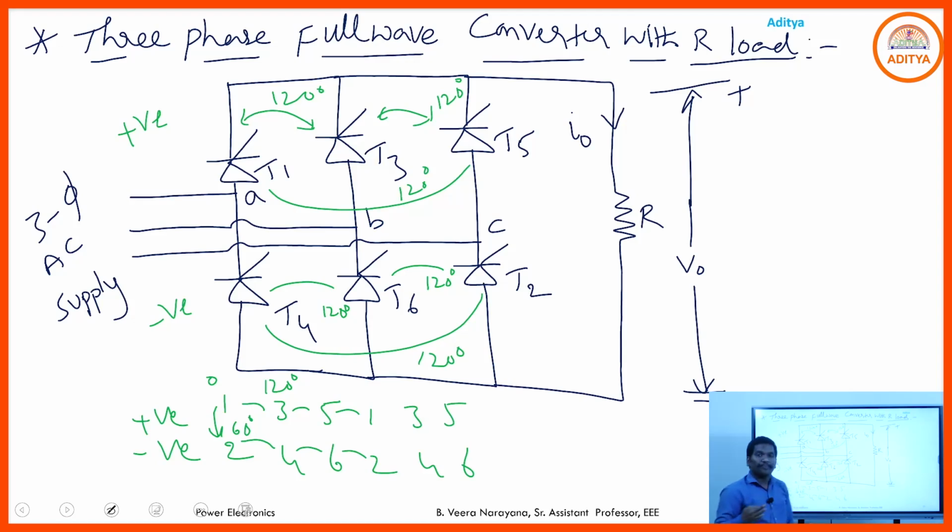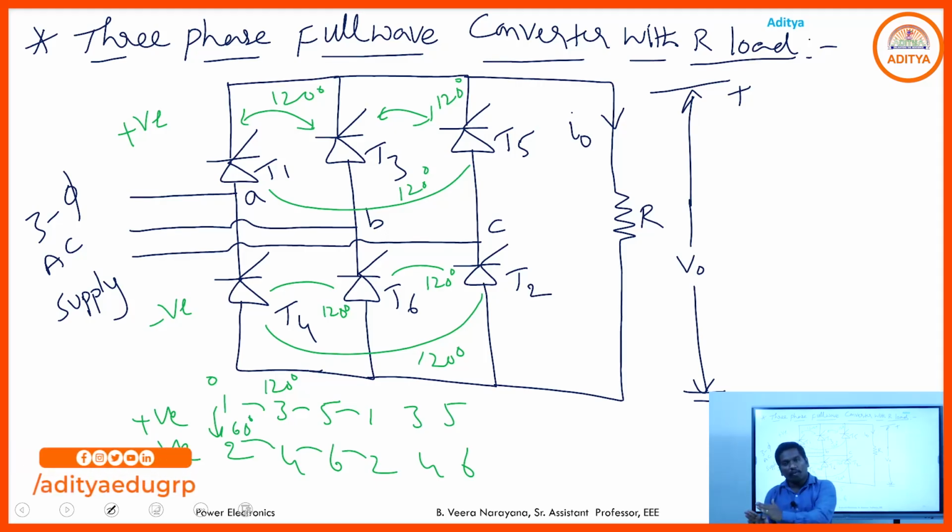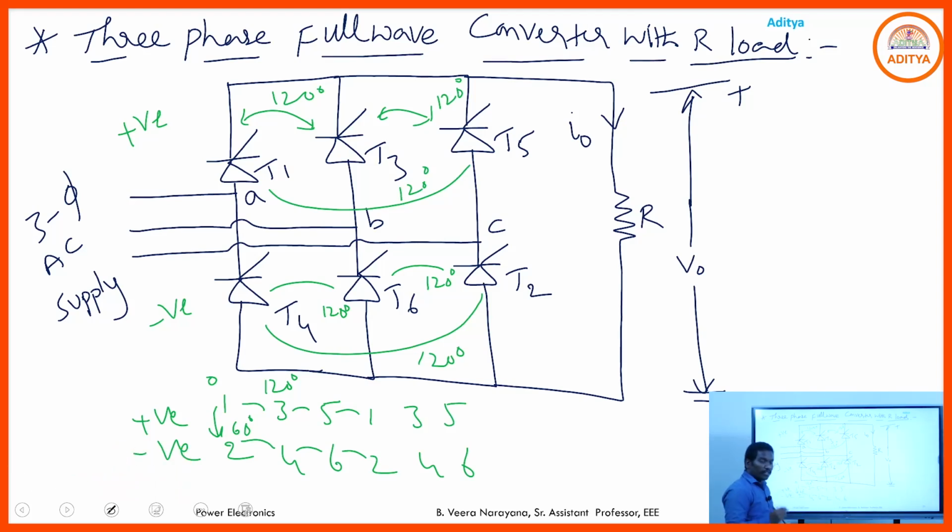Three points. The phase difference between two consecutive positive group SCRs is 120 degrees. The phase difference between two consecutive negative group SCRs is 120 degrees. And the phase difference between a positive group SCR and a negative group SCR is 60 degrees. Consecutive positive and negative, like between 1 and 2, the phase difference is 60. Between 2 and 3, 60. 3 and 4, 60. 4 and 5, 60. If you understand this point, then you can easily draw the output voltage wave.